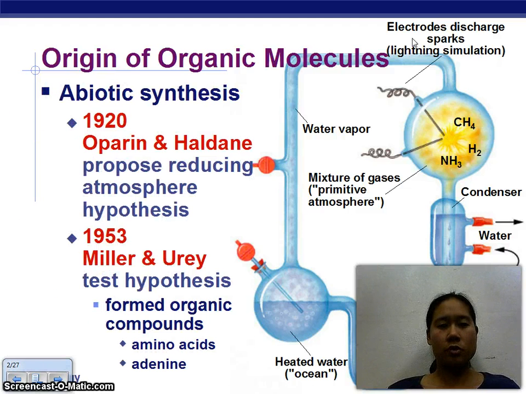So there were a couple of experiments from this, Oparin and Haldane, but the main one that most people know of is Miller and Urey. Some people even recreate this, and they were able to form amino acids and even adenine, the main idea behind ATP and one of the main molecules in DNA, just by putting molecules that they thought might have been in this primitive atmosphere together with water and electrodes. They were able to spontaneously form.